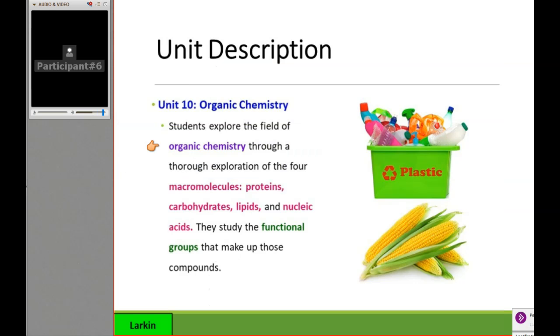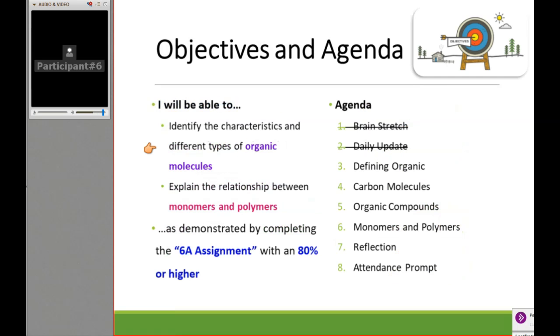All right, so organic chemistry, we're going to be talking about the field of organic chemistry, talking about the macromolecules, proteins, carbs, lipids, and nucleic acids. And we will also be taking a look at things that are called functional groups. And you can see here, we'll take a look at how organic chemistry is related to things like plastics and to food. So today we should be able to identify the characteristics and different types of organic molecules and explain the relationship between monomers and polymers. We will be completing the 6A assignment, and you can see our agenda over here on the right.